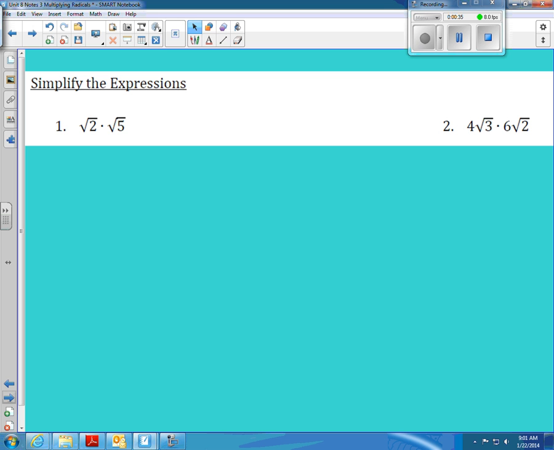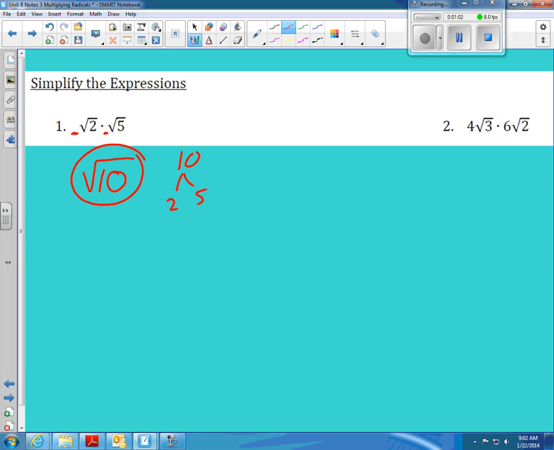So let's go ahead and look at our first example. We see we have nothing outside of the radical sign, so we don't have anything to multiply there. Now we're going to multiply the underneath. 2 times 5 gives me the square root of 10. Well, can we simplify 10? 10 only breaks down into, think of our prime factorization, 2 and 5, which is where it came from. So we have simplified our first expression.